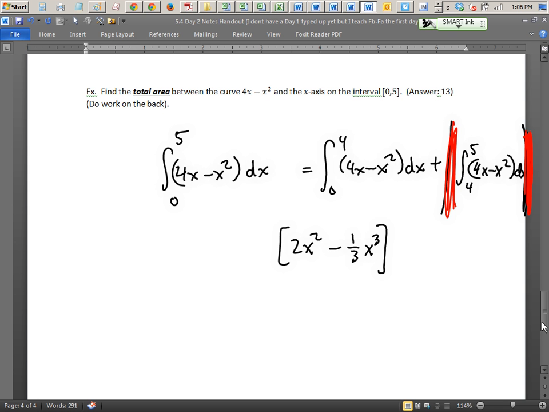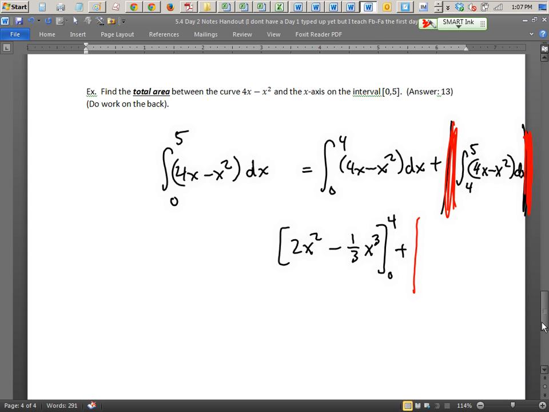So typically, if you want to find an antiderivative, you can just add 1 to the power and then divide by the new power. So this bumps up to x squared, and then you divide by 2. Here this bumps up to x cubed, and then you divide by 3. Okay. So there's your antiderivative. And we're going from 0 to 4.